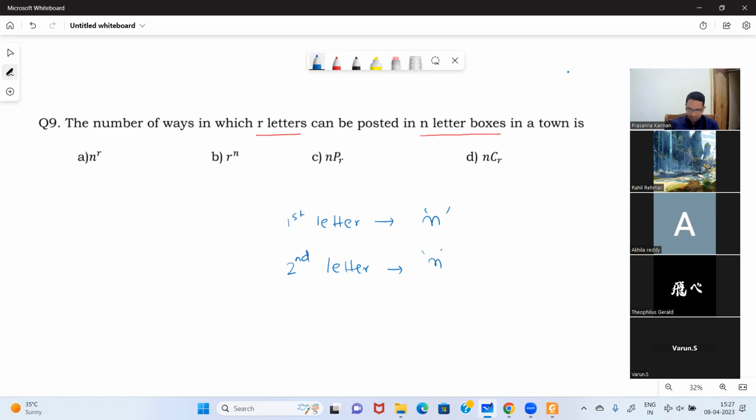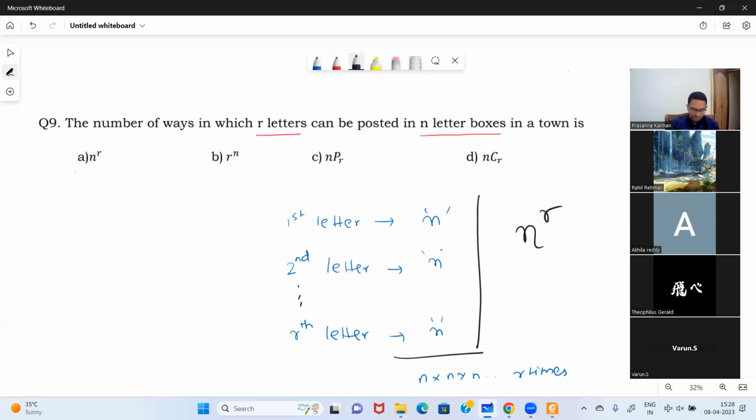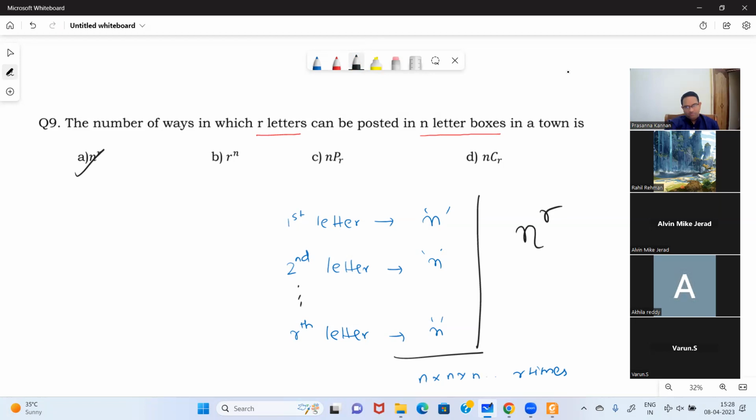Very good, Rahul. So like that, I come to the rth letter. Now how many options are there for me for the rth letter, the last letter to post? N options are there. I post the first letter and the second letter and the third letter. When I use and, it is multiplication. So it is n into n, r times. Therefore, the answer is n power r. So which option? First option. It's clear to you?